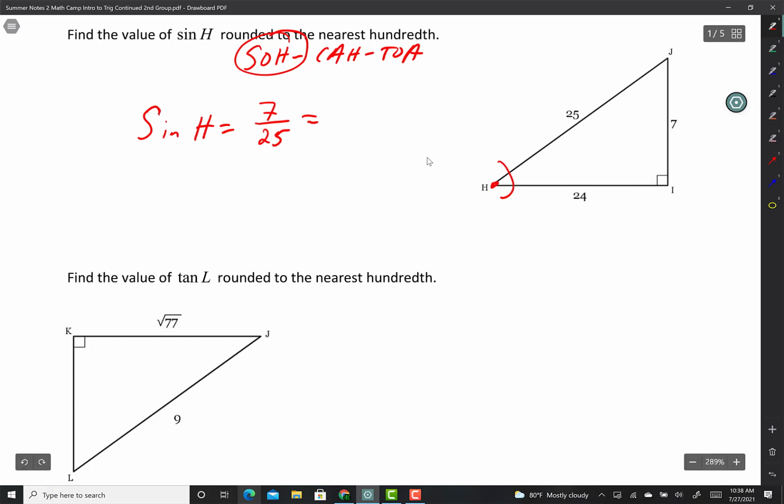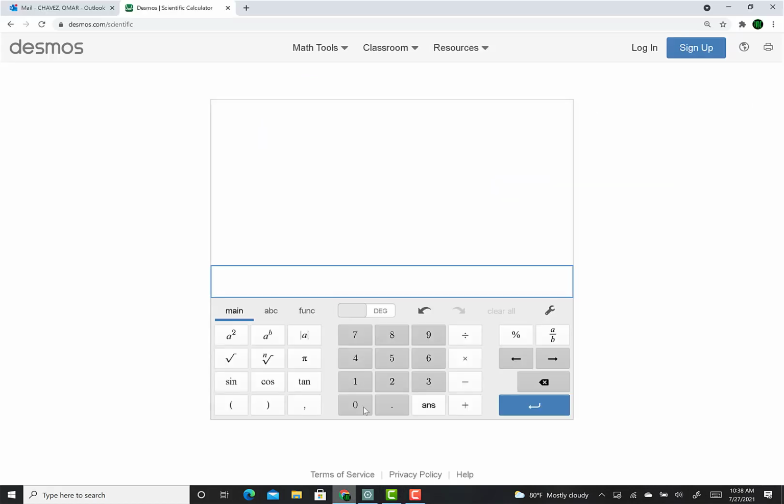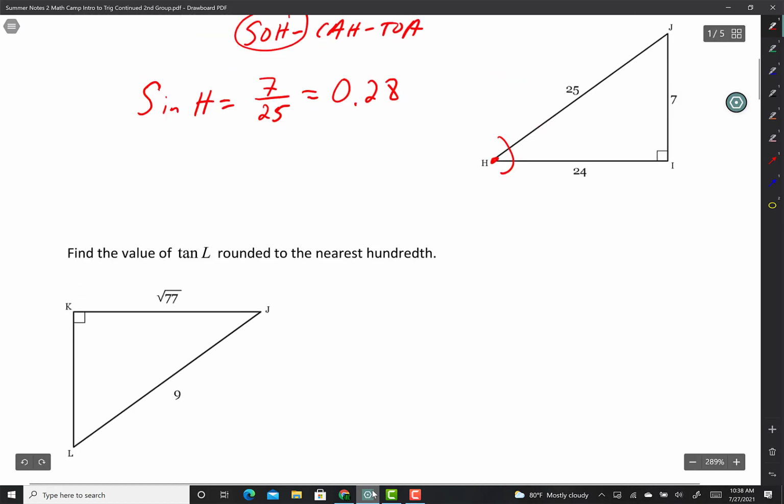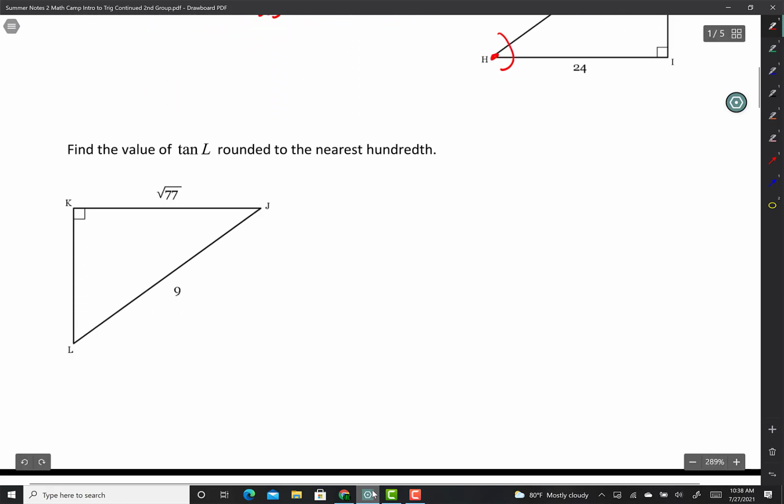So I take my little calculator, and I'm going to show you where I got my calculator from, guys. I got it from Desmos. I put scientific calculator, so here it is. And I'm just going to write 7 over 25. And there it is, 0.28. So I go back, and I write 0.28. That's your hundredths place. Pretty simple so far, guys. Nothing crazy. Let's go to the next one.